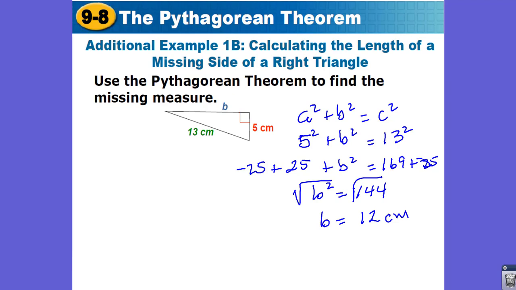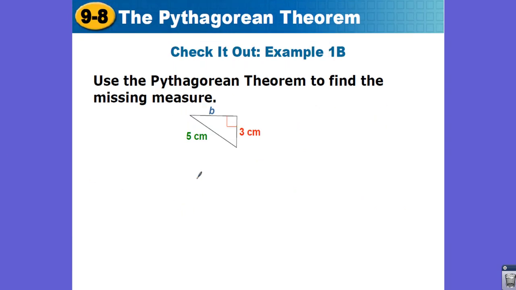Let's do one more example like this. So in this particular problem, we have the hypotenuse is 5. We have one of the legs is 3, and the other leg is what's missing. In this case, again, it happens to be b. So we write the formula: a squared plus b squared equals c squared.